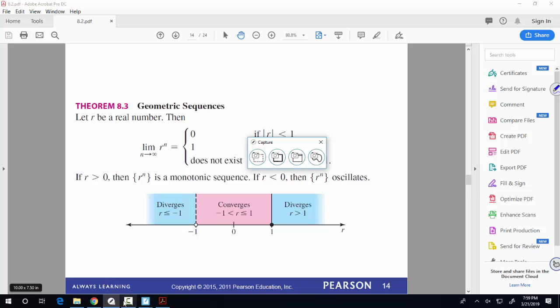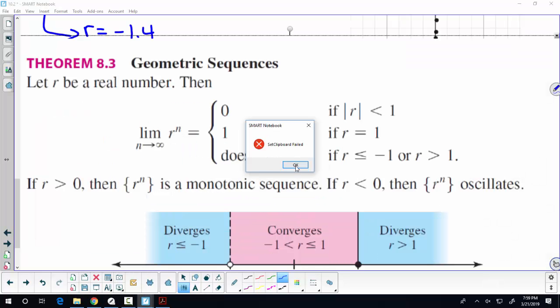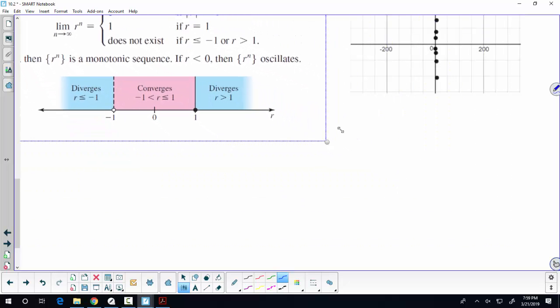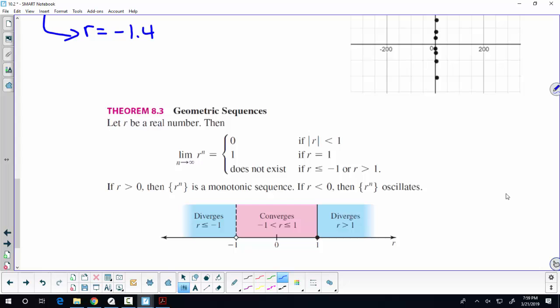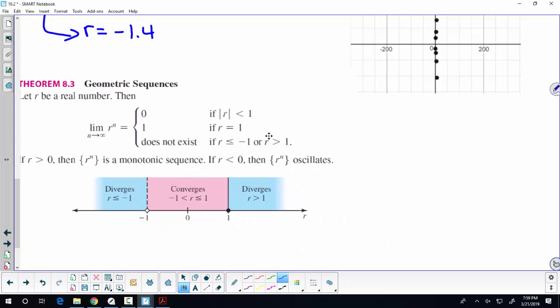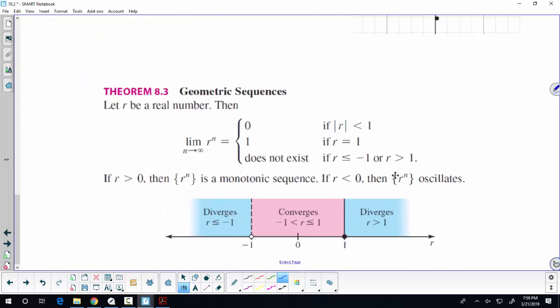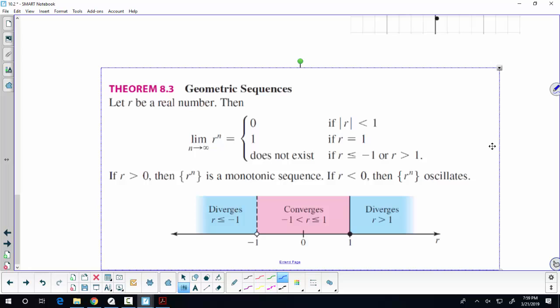So here's the convergence for the geometric sequence. Can y'all see that? A geometric sequence r to the n power converges if the absolute value of the ratio is less than 1. We can equal positive 1, but not equal negative 1.